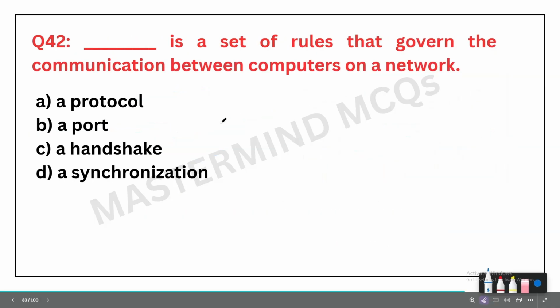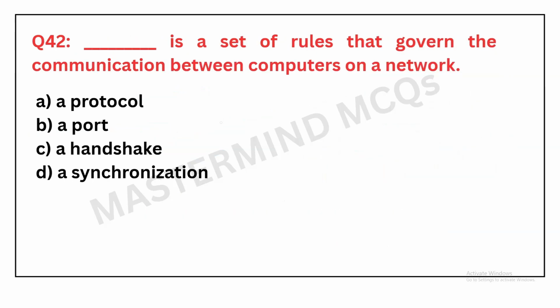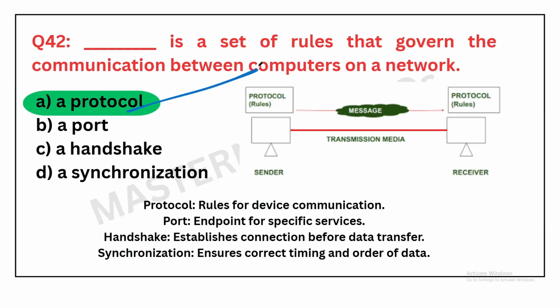Question number 42. Dash is the set of rules that govern the communication between computers on a network. Option A, protocol. B, a port. C, a handshake. D, a synchronization. The right answer is option A, protocol.